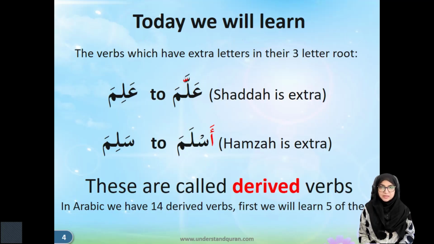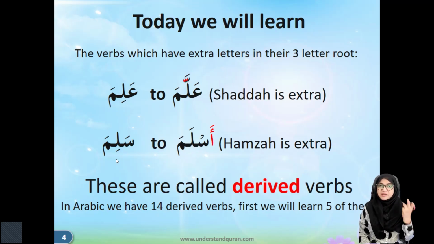We have been learning the Mazid Feeh words during this course. We have already learned that the verbs which have an extra letter in the root word, the root words normally being 3-letter words. When there is an extra letter which comes in the 3-letter root word, that is called Mazid Feeh. For example, Alima is a 3-letter word, and when you add a shadda to it, that is the Mazid Feeh. The extra in it is the shadda.